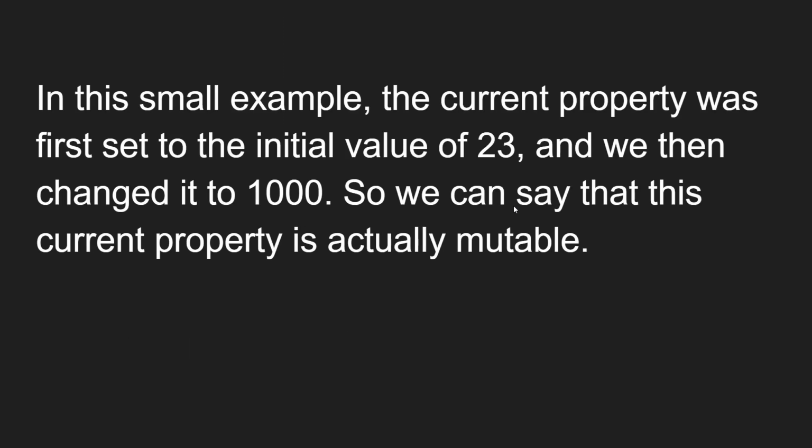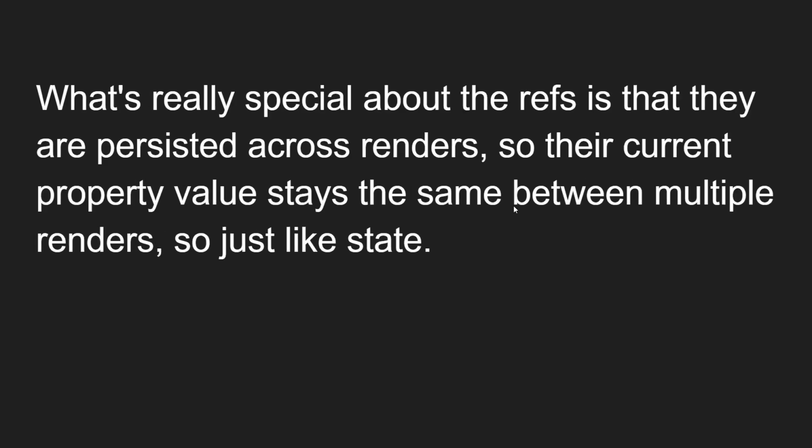In this small example, the current property was first set to the initial value of 23 and we then changed it to 1000. So we can say that this current property is actually mutable. That means we can update the value, we can change the value. That is the reason it is mutable.